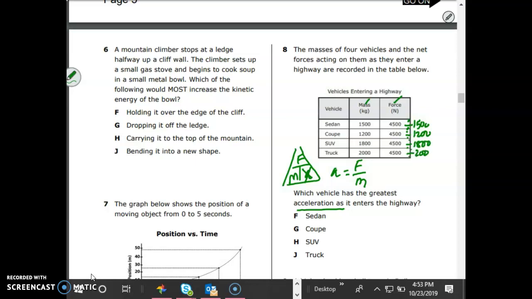And if we plug that into our calculator, then the first one would be 3. The second one would be 375. The third one would be 2.5. And the fourth one would be 2.25. So the greatest acceleration is going to be the biggest number, which is the coupe. We could also have done this just logically because they all have the same force. If they have the same force, the one with the smallest mass is going to have the greatest acceleration. So you could have solved it either way.